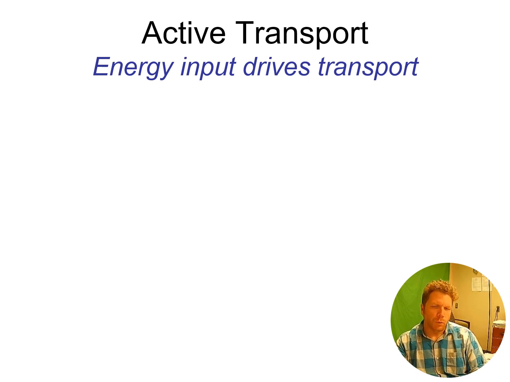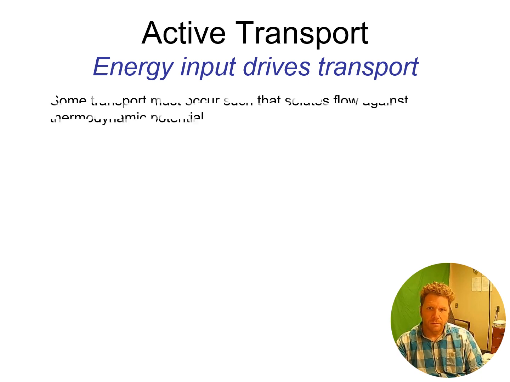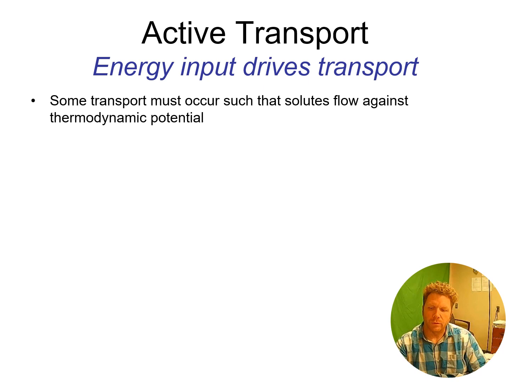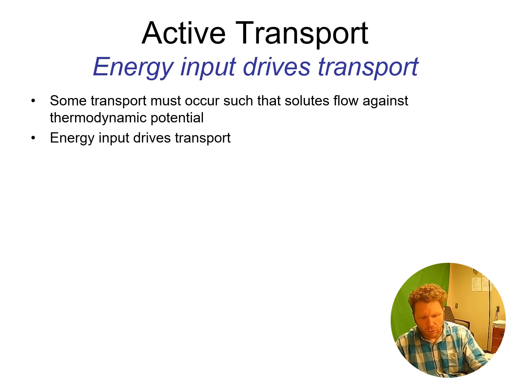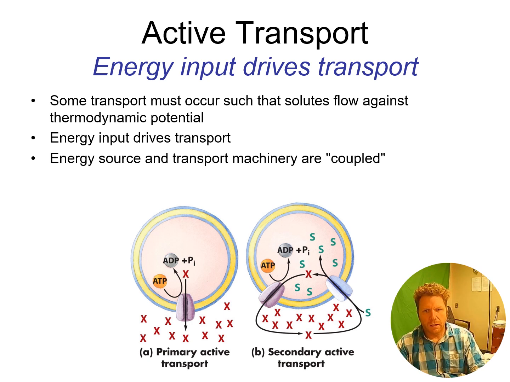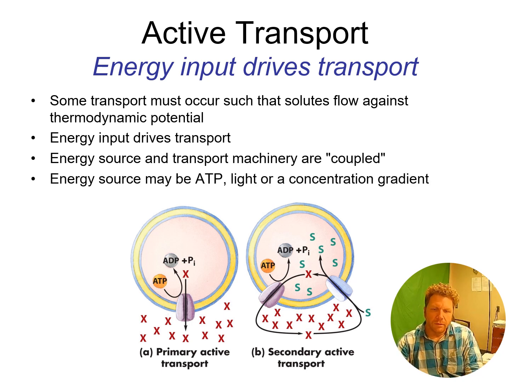Now, active transport is a transport mechanism that requires the input of energy. Some transport must occur such that solutes flow against their thermodynamic potential. In order for that to happen, energy has to be input. And an energy source and transport machinery are then coupled together. So we've got this broken down into two different systems. These different systems are primary active transport and secondary active transport.